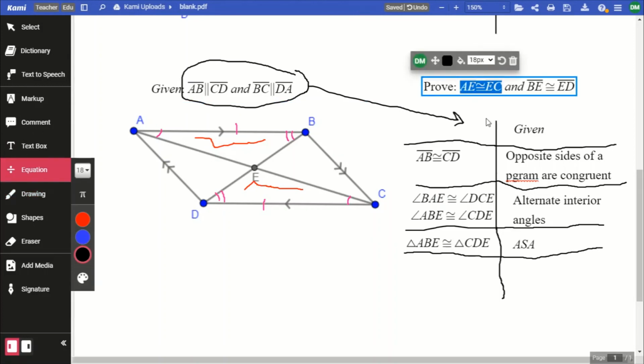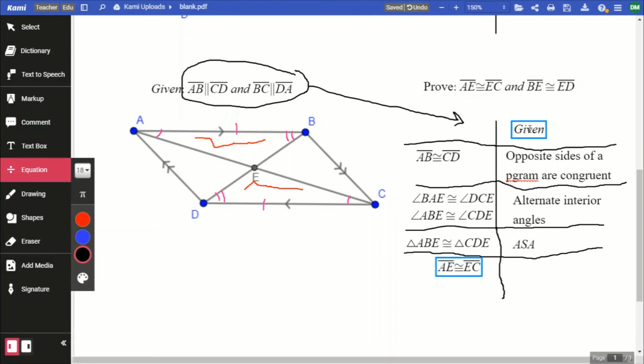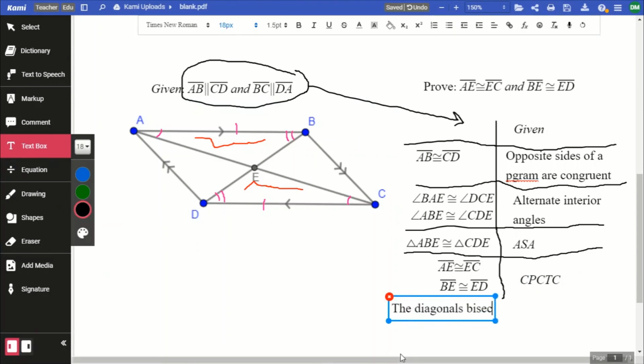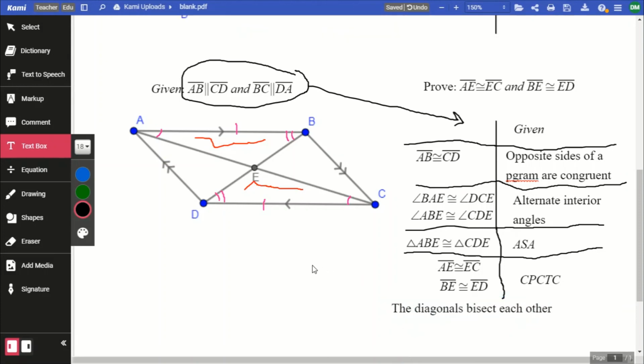So with those two triangles being congruent, we can say that segment AE is congruent to segment EC. We can also say that segment BE is congruent to ED. And our reason for that is our good friend, corresponding parts of congruent triangles are congruent. And then what that means is that the diagonals bisect each other. And that's by the definition of bisect.